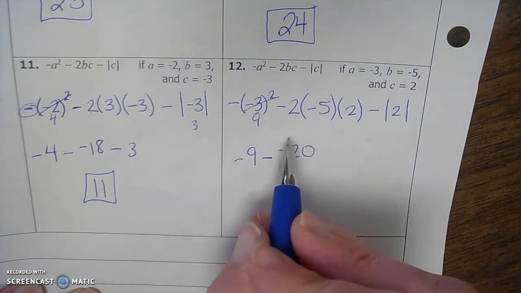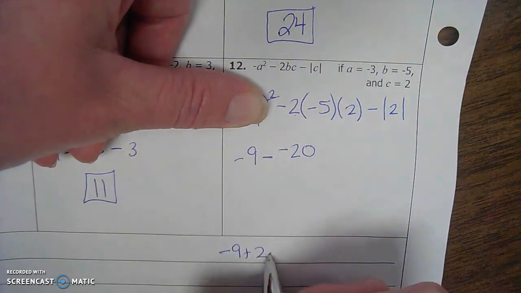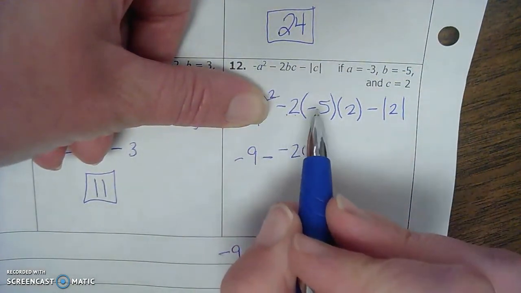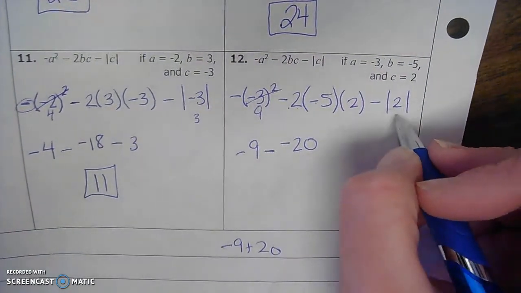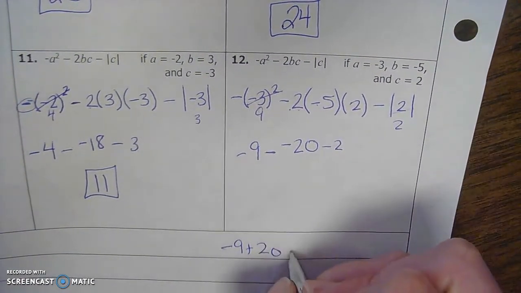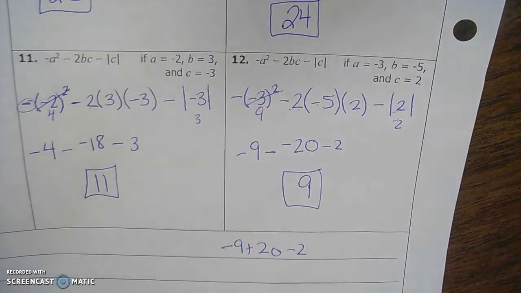So minus negative again, or you also could have had negative 9 plus 20, if you think of that as negative 2, negative 5, and positive 2. Absolute value of 2 is 2, so then minus 2 and minus 2. We should end up with 9 for our final answer.